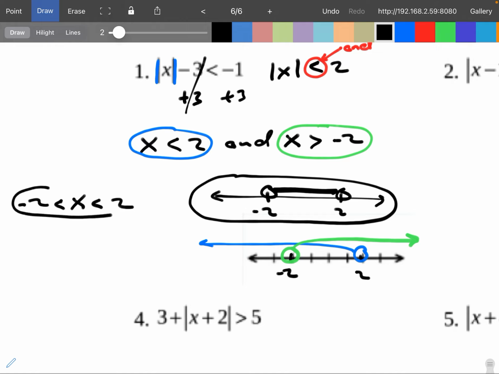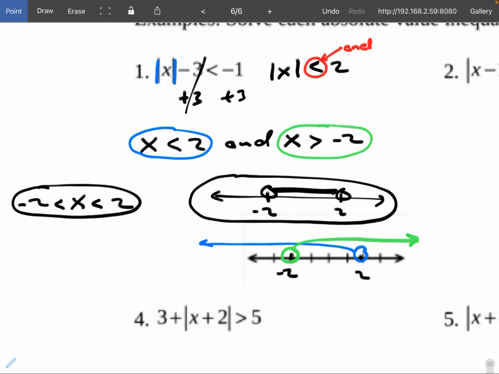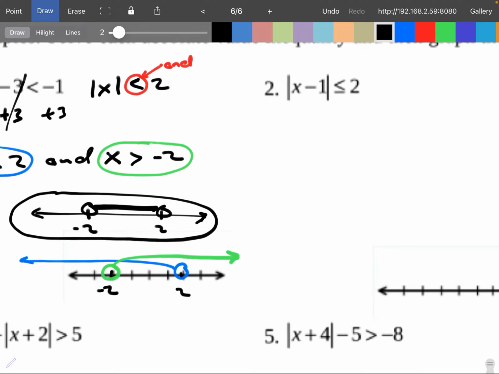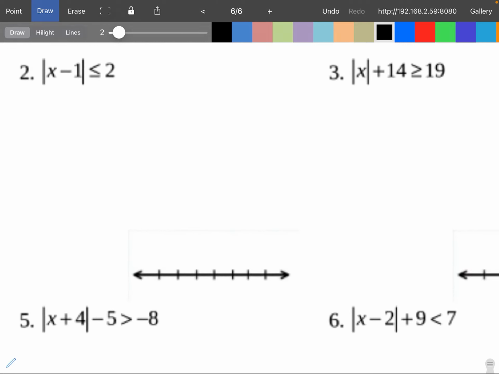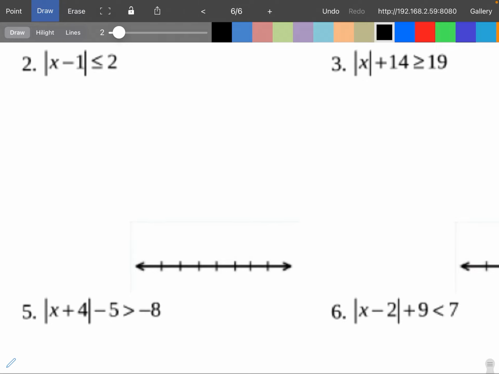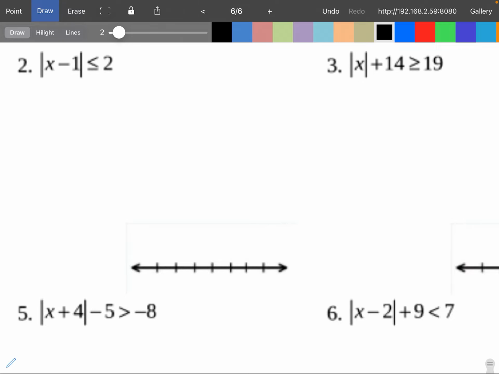So just put the number on the left as -2, the number on the right is 2. You just put X in between, and then it's always a less than, less than. All right, so that's the other part of our solution, is that right there. So that part is writing the solution, that's the inequality, and then this part is the graph. But again, they both mean the same thing. Let's try the next one.